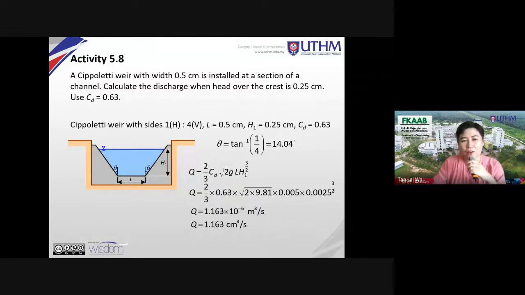However, in this case, because it's a Cipolletti weir, you can use this simplified weir formula, because the side slope is given as 1 to 4. Of course, you have to find your own data, because the side is given. We have been through this a lot in chapters 2 and 3: how to find the side slope of a trapezoidal or triangular channel.